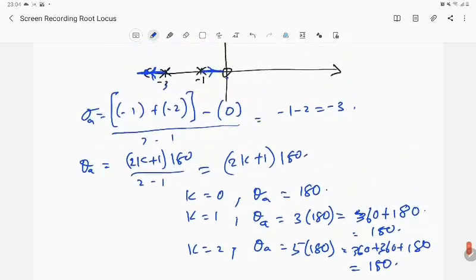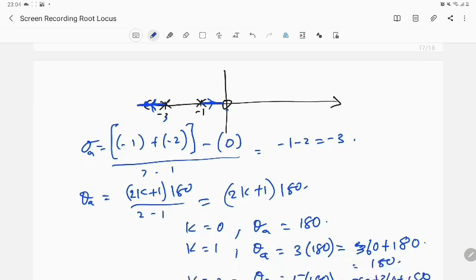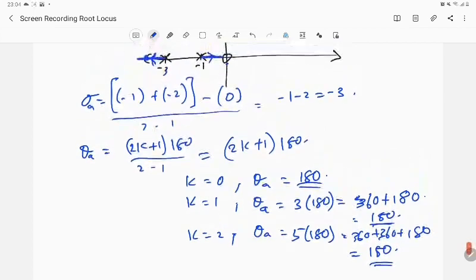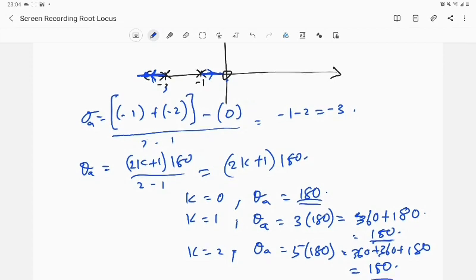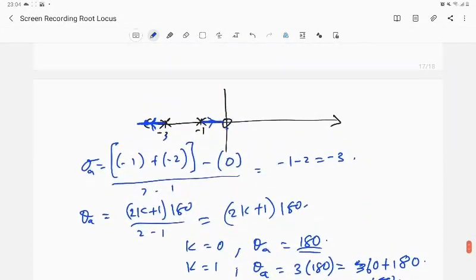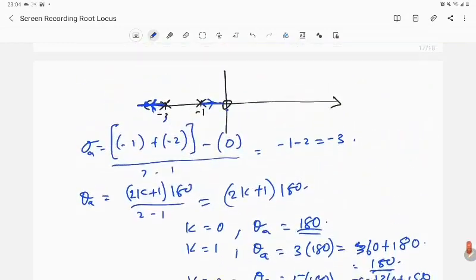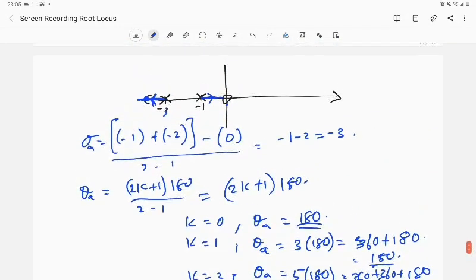So since we only have one pole located at infinity, you will see that the angle is going to be 180. You can keep plugging in all the k's and you will still be getting 180. So once you know you need only one angle, after plugging in zero, you just stop there. So actually, this is going to be our root locus. It's that simple.